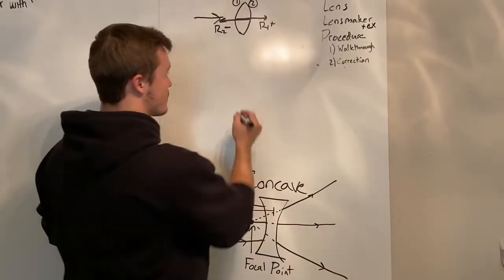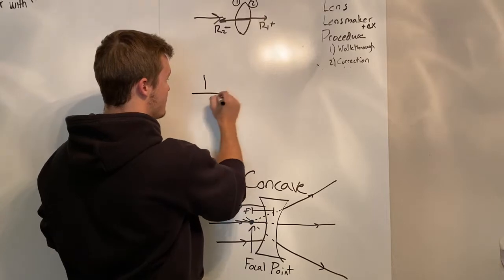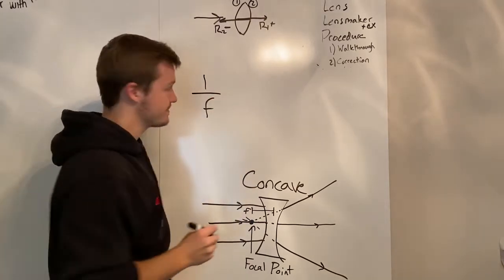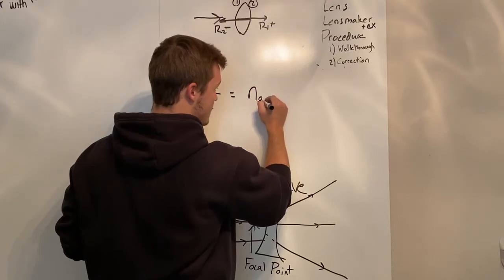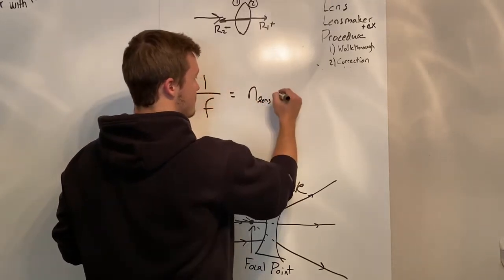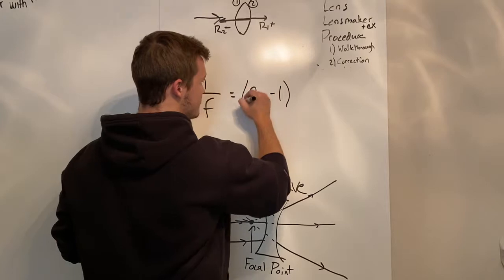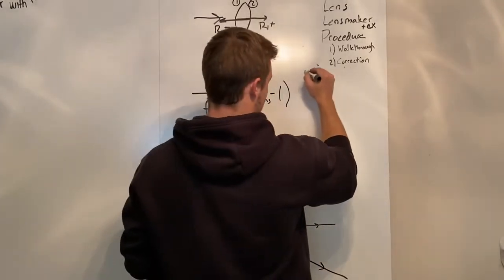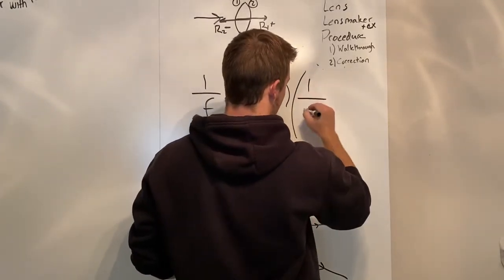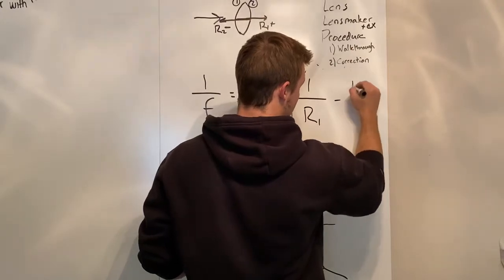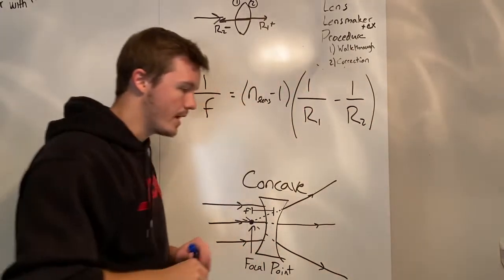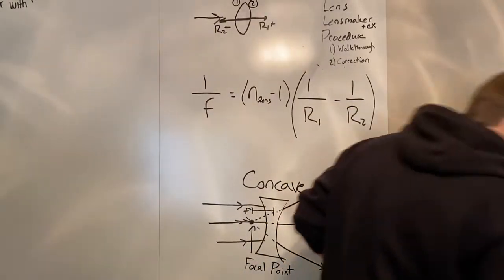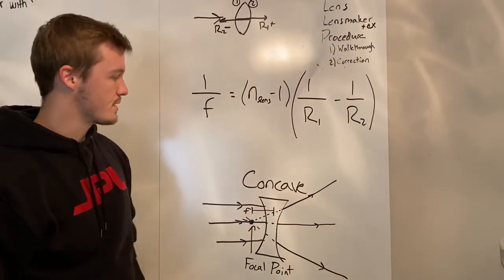all right, the lens maker's formula is this. 1 over the focal length of the lens is equal to the index of refraction of the lens minus 1 times 1 over radius 1 minus 1 over radius 2. Okay, double check that. Good. This is the lens maker's formula.